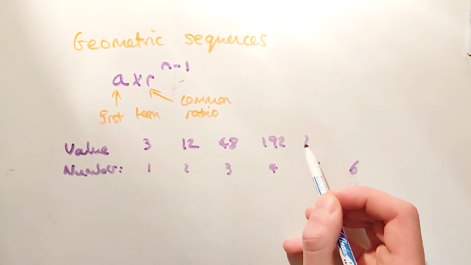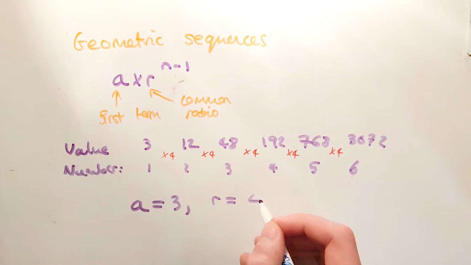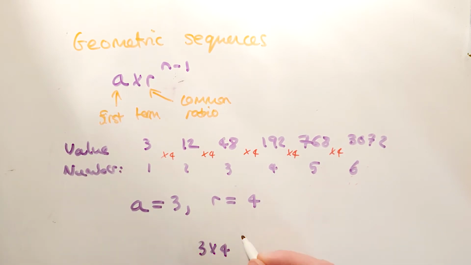Let's work out the nth term expression for this sequence. We can see that the common ratio is 4, as that's what we have to multiply the previous term by to get the next. We can also see that the first term is 3.